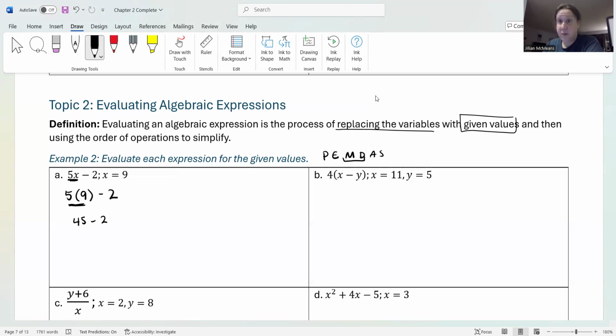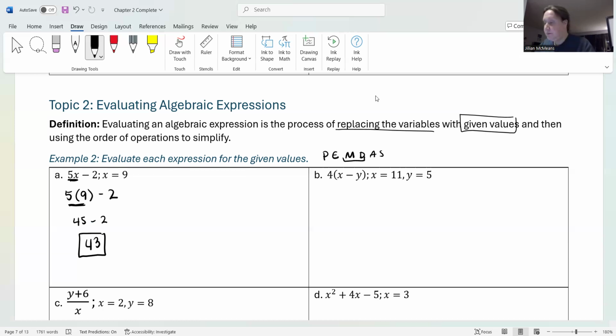Now we have one step left. Addition or subtraction is the last step of the order of operations. We've got one subtraction here and then we're done. So 45 minus 2 is 43. So if we take the expression 5x minus 2 and evaluate it for x equals 9, we would get exactly 43. Notice the x is gone. The x gets completely replaced with that value, 9.